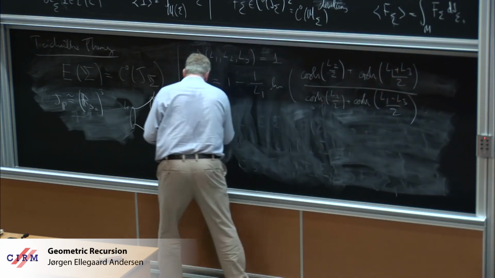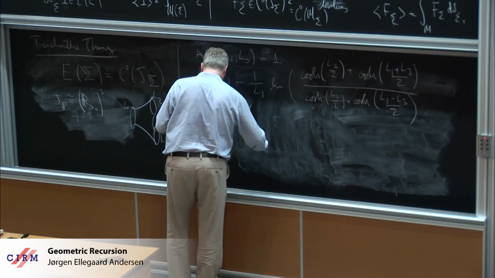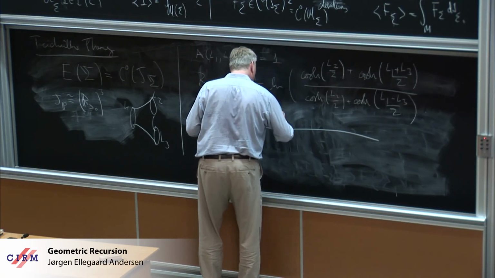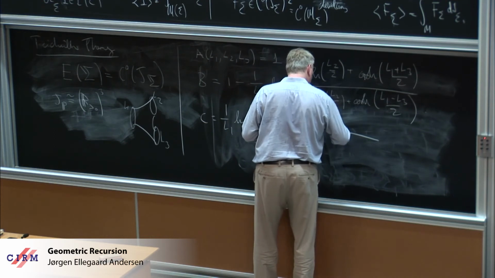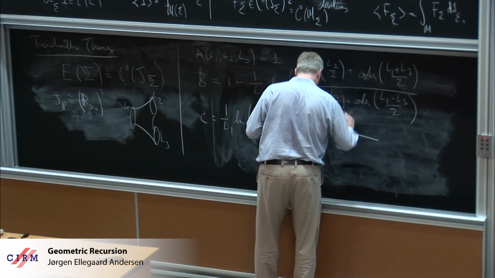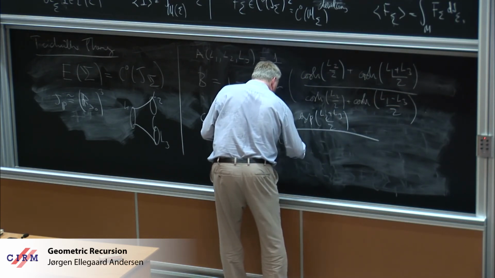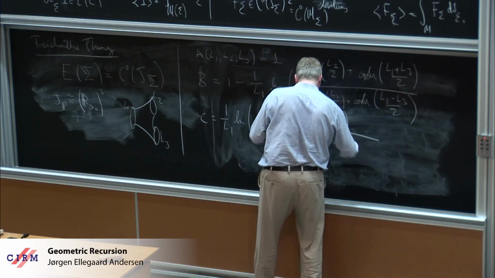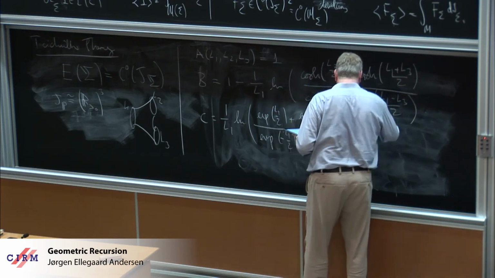And C is equal to 1 over L1 ln of (exp of (L1 over 2) plus exp of (L2 plus L3) divided by exp of (minus L1 over 2) plus exp of (L2 plus L3)). Same thing, over 2, like that.